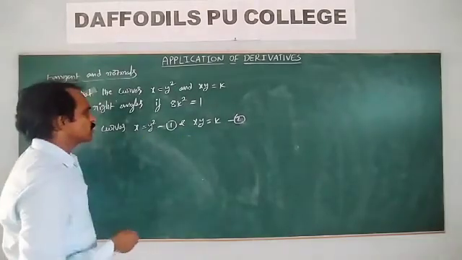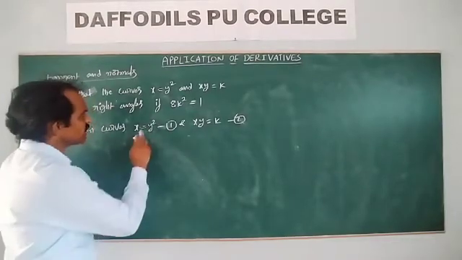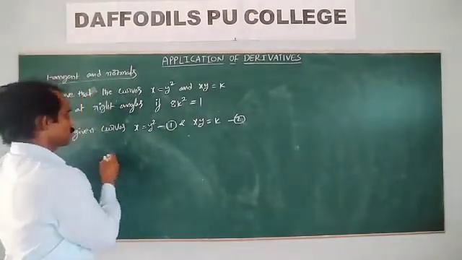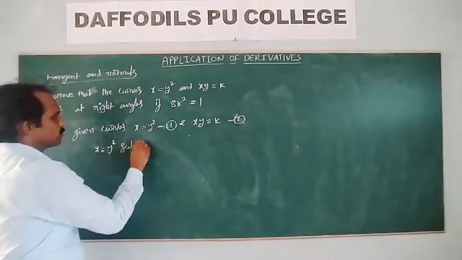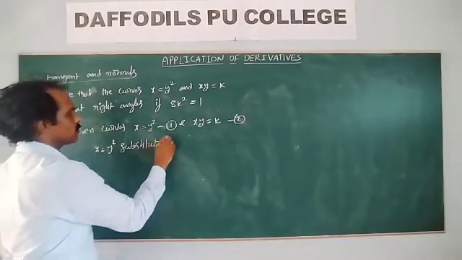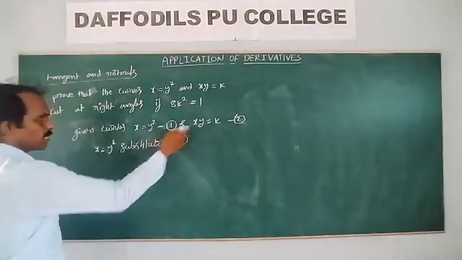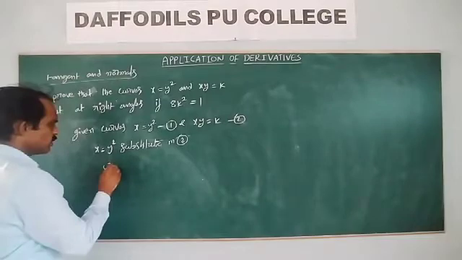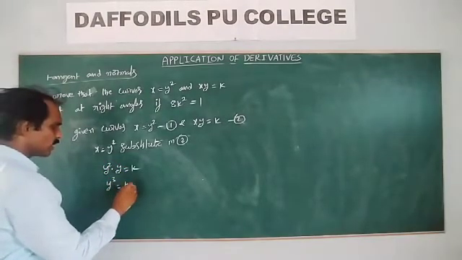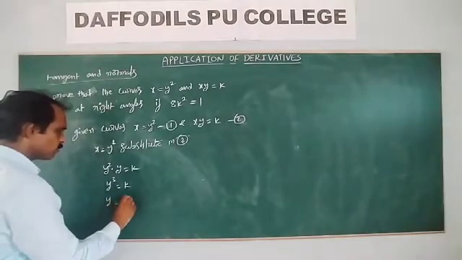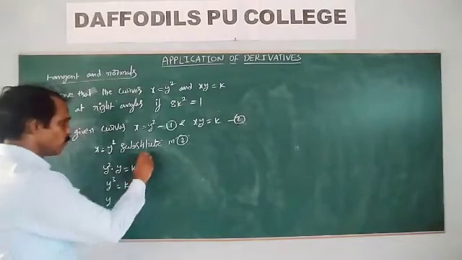Substitute x is equal to y square into the second curve, x y is equal to k. Then y square into y is equal to k, so y cube is equal to k. Y is equal to k to the power of 1 by 3.